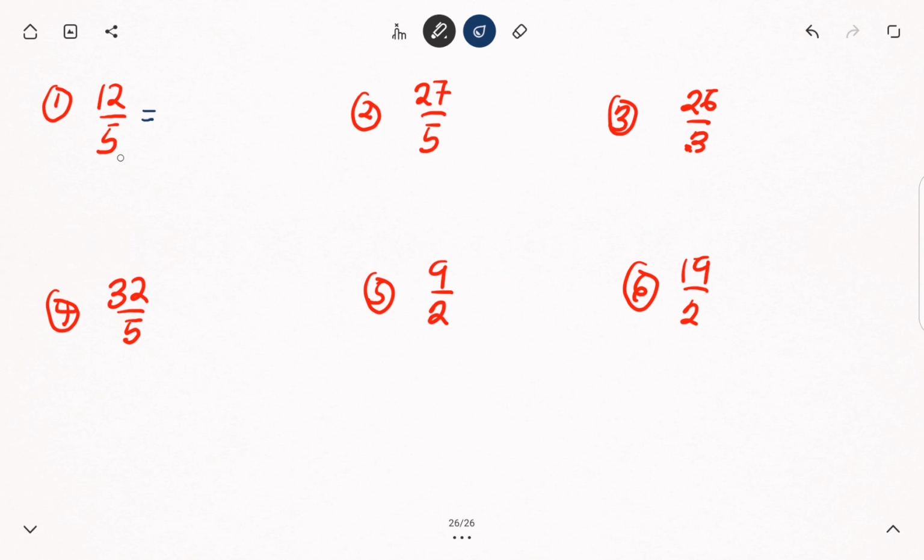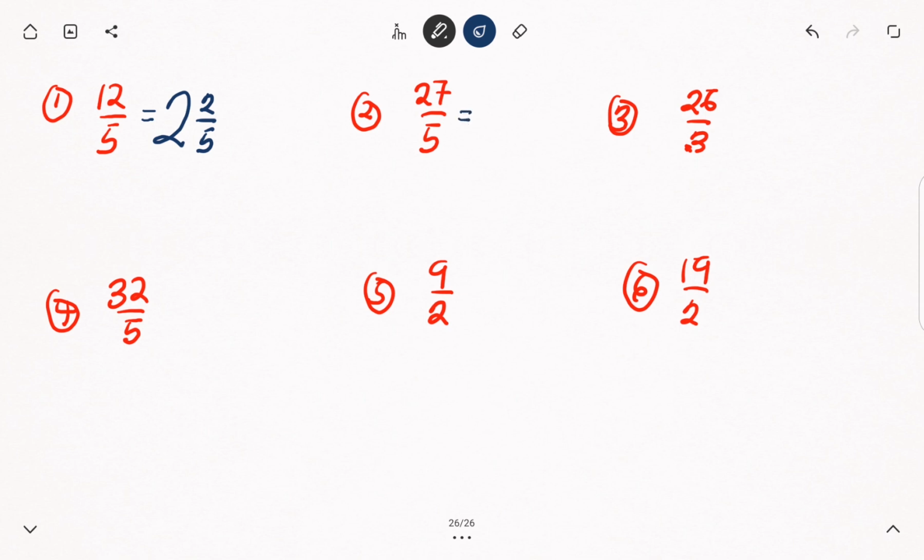So 5 will go into 12 2 times, and that is equal to 10. So I write down the 2 very big, and then I know that 5 times 2 is 10. So I'll be left with 2 to get to 12. So it's left with remainder 2 over the 5 I was given over here. I cannot further simplify 2 over 5, so I leave it as such. Then I move on to the next question.